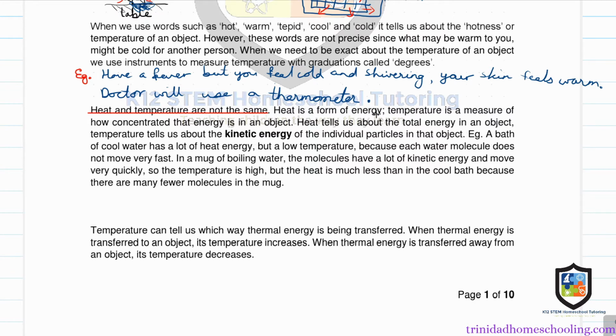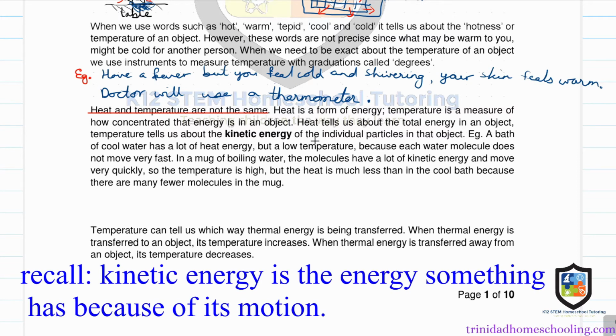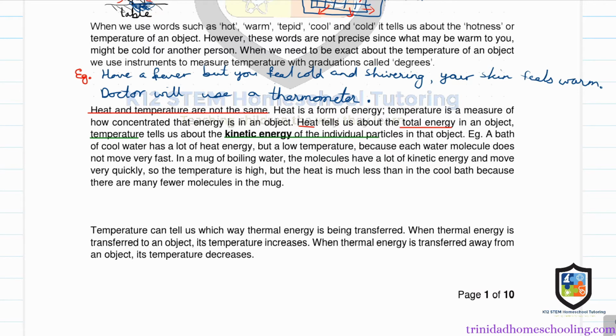Heat is a form of energy. Temperature is a measure of how concentrated that energy is in an object. Heat tells us about the total energy in an object. Temperature tells us about the kinetic energy of the individual particles in that object.